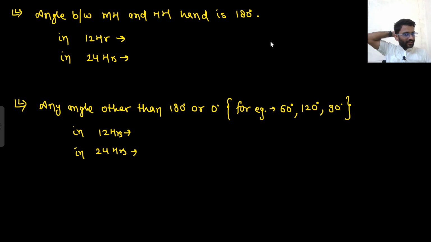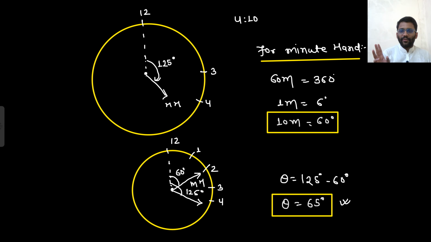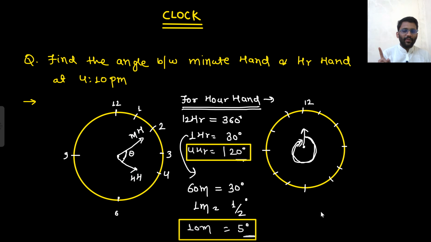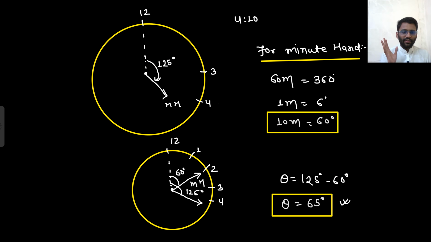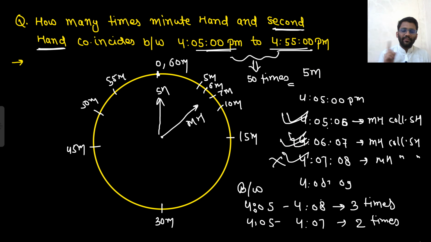Now we will not derive all these things. So till now what we have covered? Let's revise. This one formula, without formula we can also solve. One formula we have learned, that is 30h minus 11 by 2m. So if you remember this formula, any angle you can find between minute hand and hour hand. Then we studied about collide of minute hand and second hand.